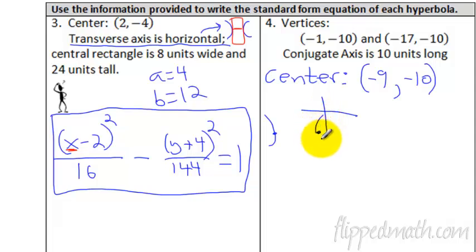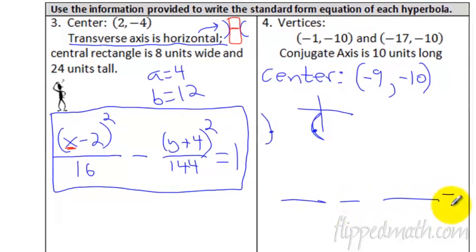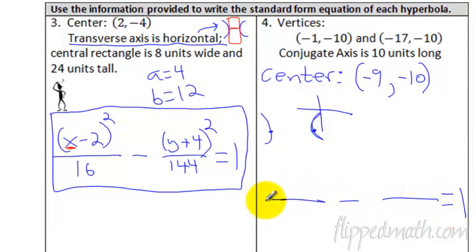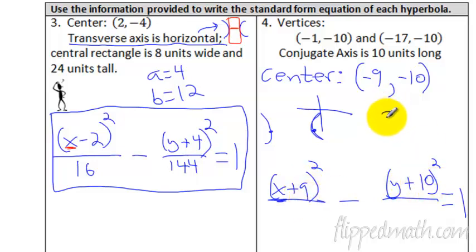The reason I'm drawing this is so I can get a visual representation. That will help me with my fractions equals 1, so that I know which one comes first on my quantity squared stuff. If it's opening left and right, that means the x comes first, the y comes second, and the center then is -9 and -10, so +9, +10. Now all we need to do is figure out the A and figure out the B.